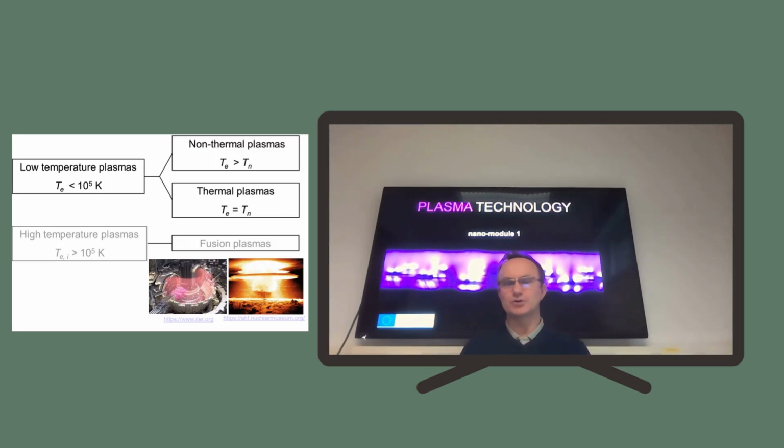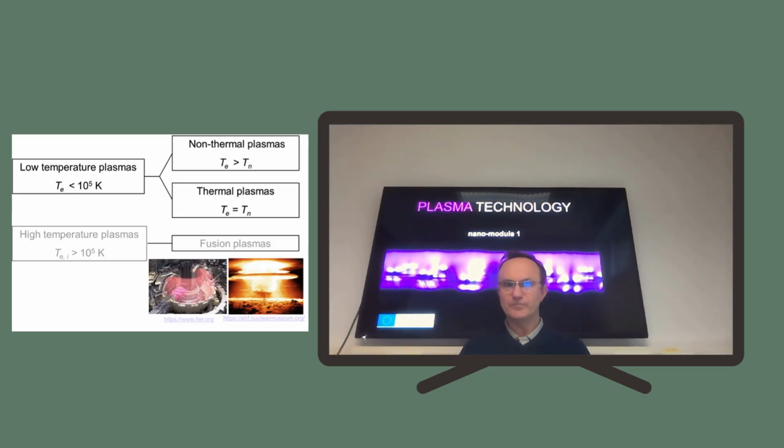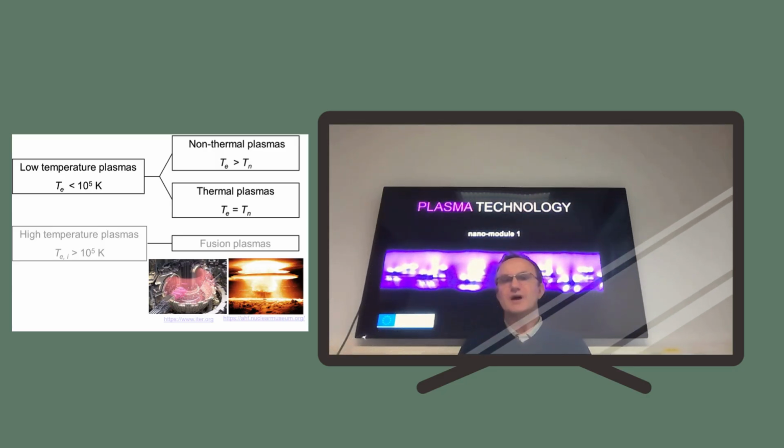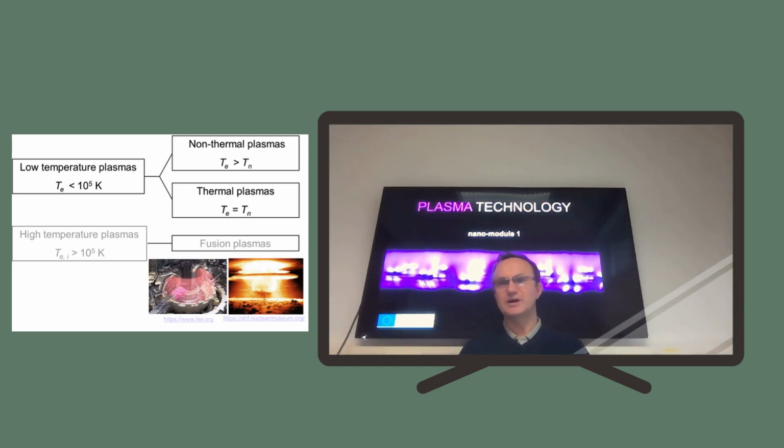Typical examples are fusion plasmas in tokamaks, in stellarators, and plasma of a hydrogen bomb. And there are plasmas of very important industrial applications, and those are low temperature plasmas. In our course, we will focus mostly on low temperature plasmas, and there we will consider two cases. We will consider the case of non-thermal plasmas, where electron temperature is much higher than the temperature of heavy particles, and we will consider the case of thermal plasma, where electron temperature is the same as the temperature of heavy particles. And this we will explain in the next course, which will be nanomodel.